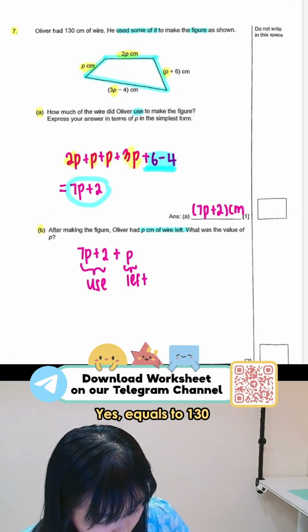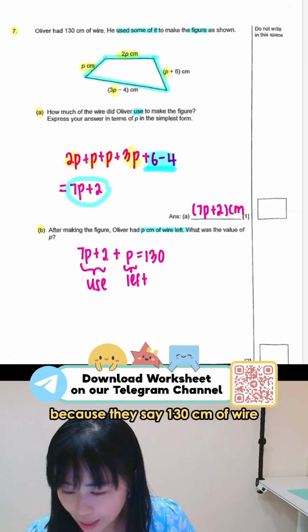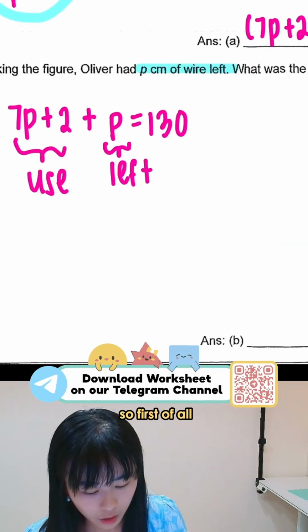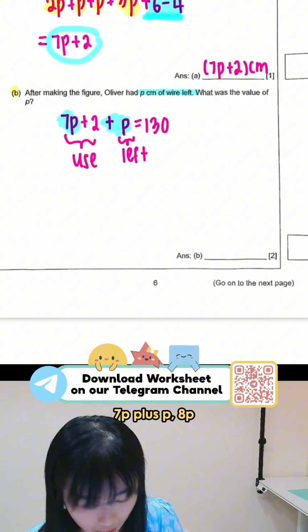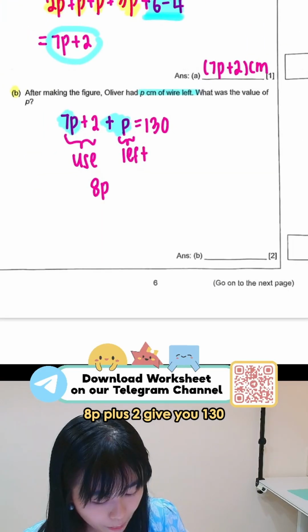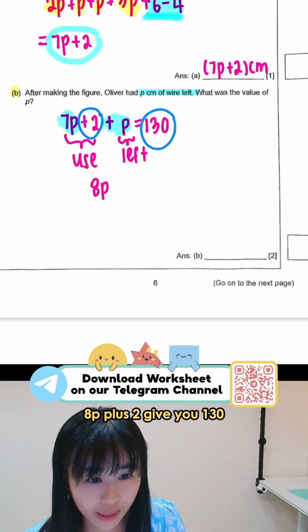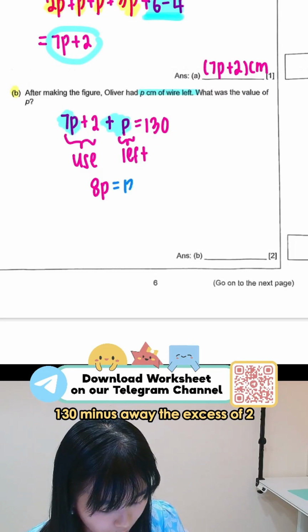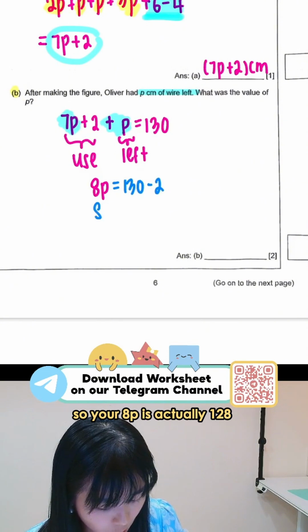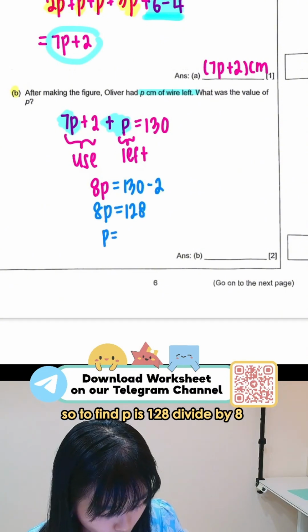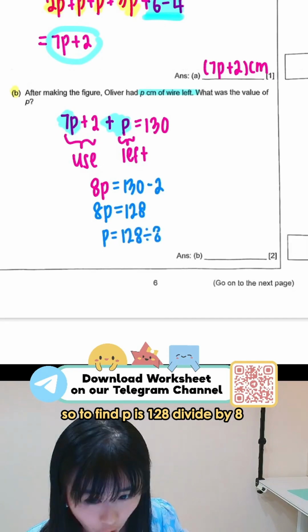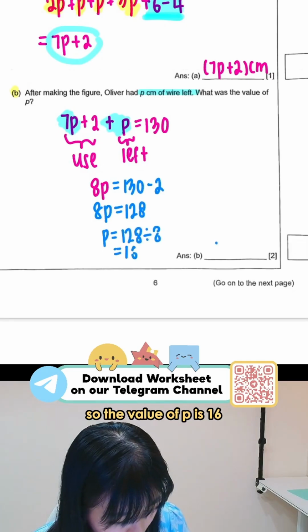Yes, equals to 130 because they say 130 cm of wire. That's your total wire. Okay, so first of all, 7p plus p, 8p. 8p plus 2 gives you 130. You are going to take 130 minus away the excess of 2. So your 8p is actually 128. So to find p, 128 divided by 8 is going to be 16. So the value of p is 16.